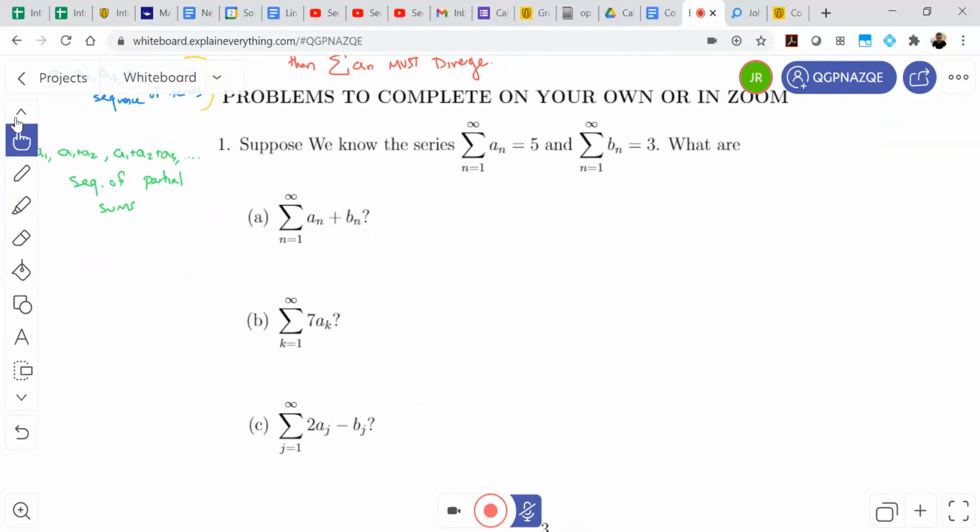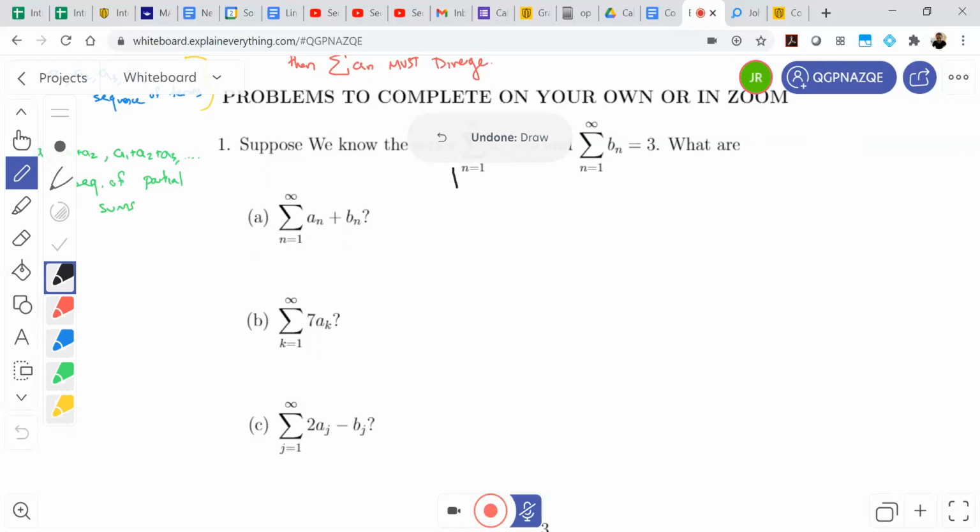So first, if we know certain facts about certain sequences, certain facts about certain series, we can extrapolate using the linearity of series to draw more powerful conclusions, right? So let's say, suppose we have two series. We have a series involving a sub n and a series involving b sub n. And we don't necessarily know what these are, but we know that they each converge. The first one converges to 5 and the second one converges to 3.